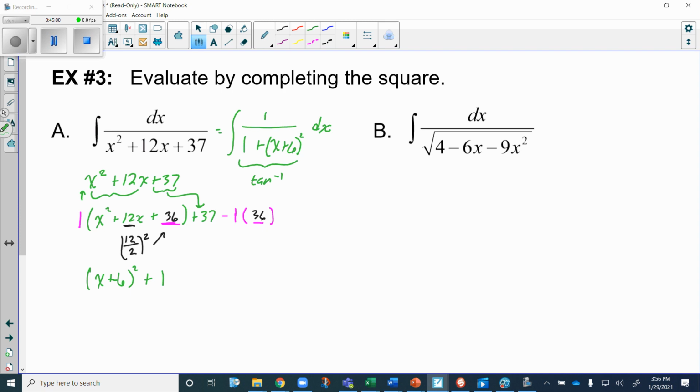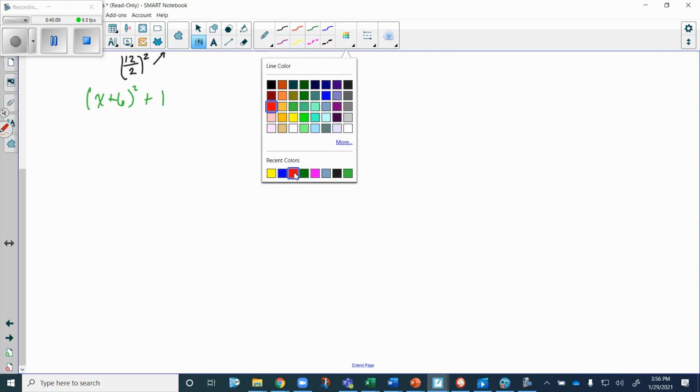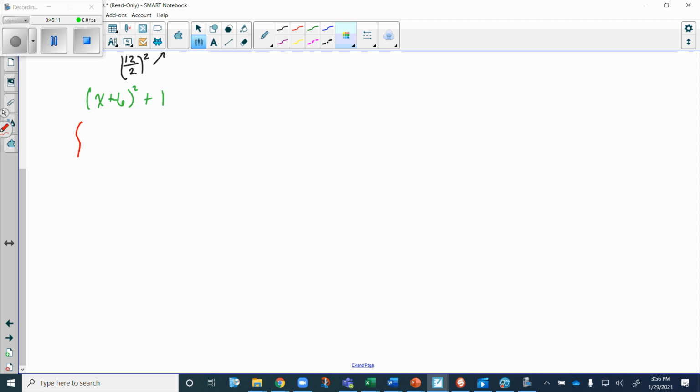So now let me give myself some space down here. And I'll just rewrite the integral one more time so it's easy for everybody to see: 1 over 1 plus (x plus 6) quantity squared dx. And now what we're going to use is our rule for inverse tangent, where we're going to say 1 over a times inverse tangent of u over a plus a constant of integration.